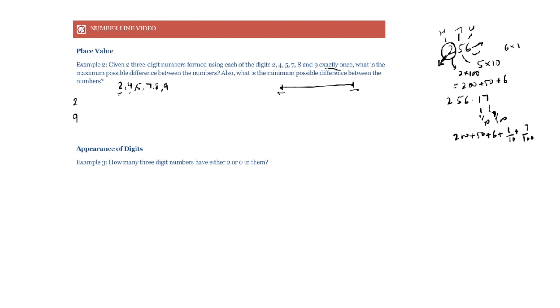So we'll start with 2 in the hundreds place for the smallest number. Let's say this we are trying to write the smallest number possible, and this we are trying to write the greatest number possible with these digits. So we start with the 2.